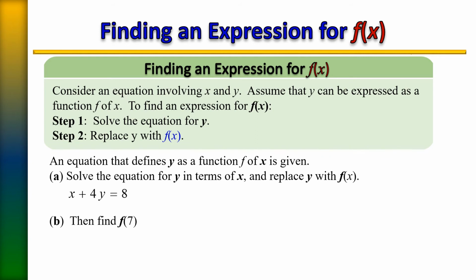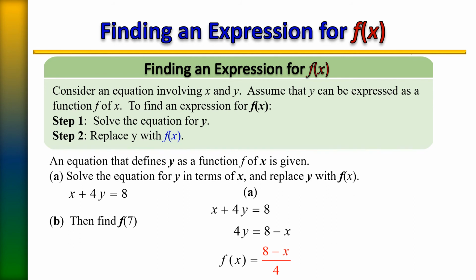So let's go ahead and begin step 1, which is to solve for y. The first step to solving for y in this equation, we're going to subtract x from each side. Our last step to solving for y is to do what? That's correct. Divide by 4. Whatever you do to one side, you do to the other. And y equals 8 minus x over 4.